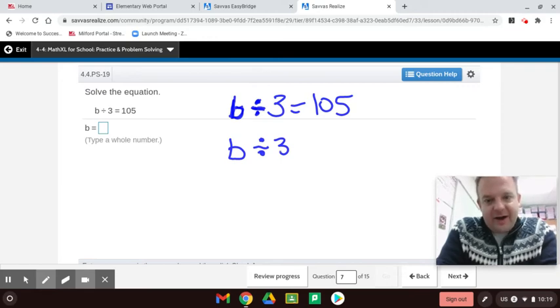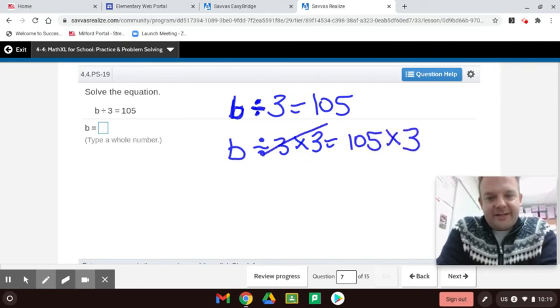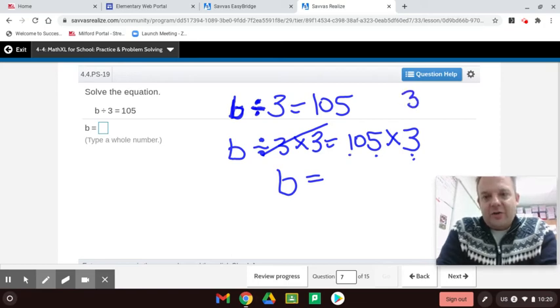The inverse of dividing by 3 is multiplying by 3, so 3 equals 105 times 3. Now these cancel out, and you get b equals 105 times 3. What I do is I go 3 times 5 is 15, and then 3 times 100 is 300. So I'll show you what I do. This is what I'm thinking in my head: 3 times 100 plus 3 times 5. So this is what is going on in my head.